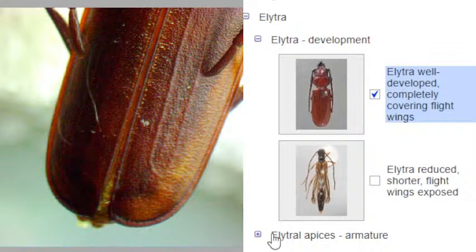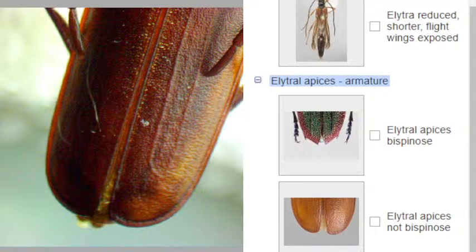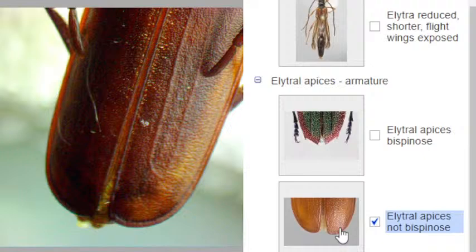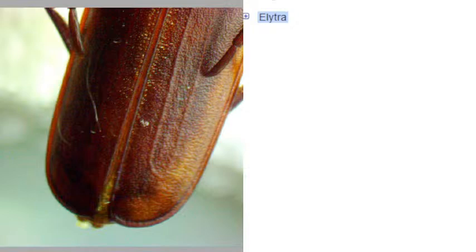Let's see. Elytra apices. What do these say? Aha, this is asking us if the end of the elytra has spines or no spines. It says bispinose. I love lucid keys because there are pictures. As we minimize these, it saves our answers.